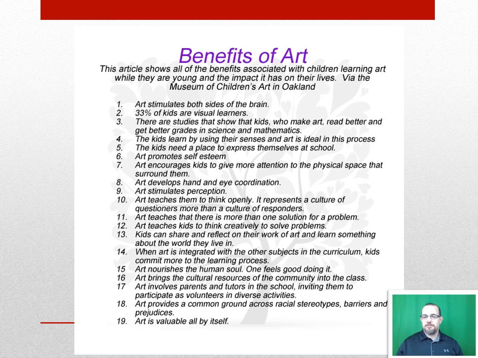Here we have the benefits of art, and they really tie everything that we've talked about together. Art is very stimulating. More than 33% of students are visual learners. It helps them think openly. They can share and reflect their work through their art. And when you get down to the very last part, just remember art is valuable all by itself.